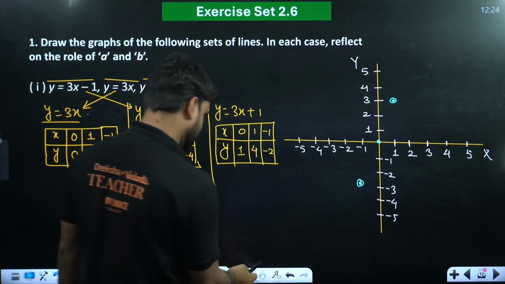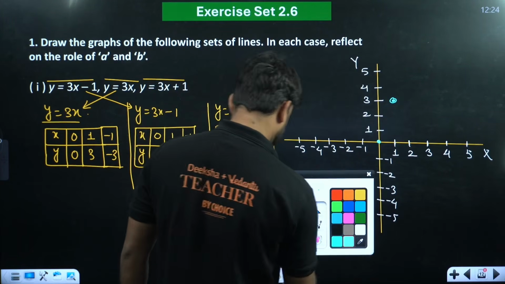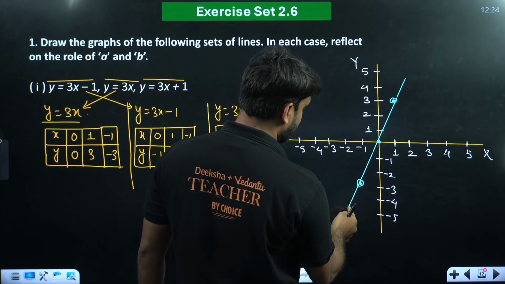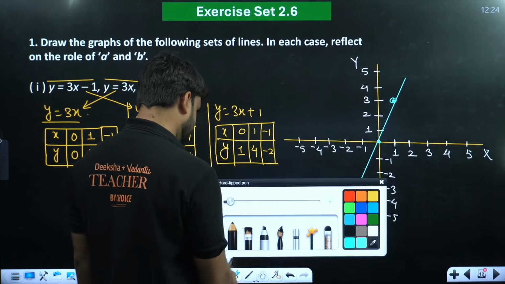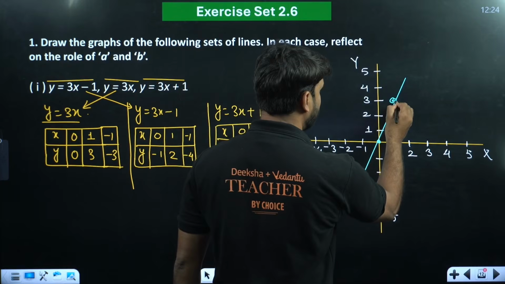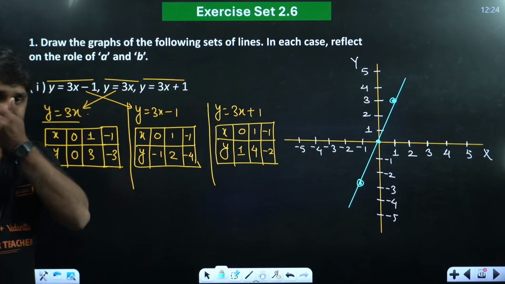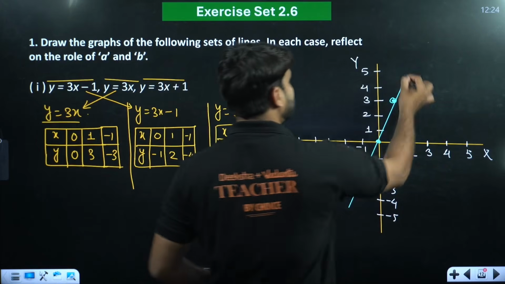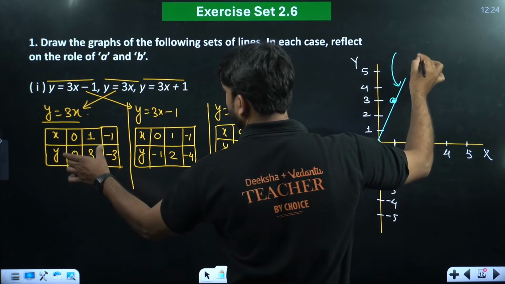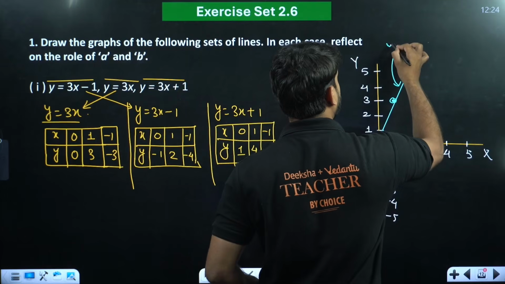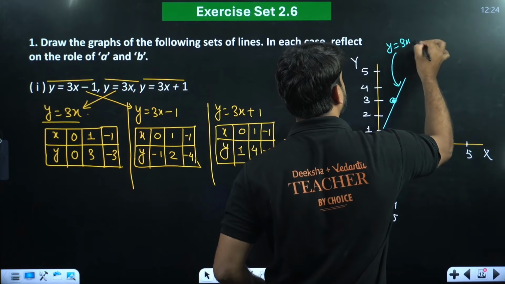Okay. Now join the line. So let's use join the line. This will be the straight line. Can you see here? We have the straight line passing through the origin. Clear, champion? So this straight line is of what? It is of y is equal to 3x.